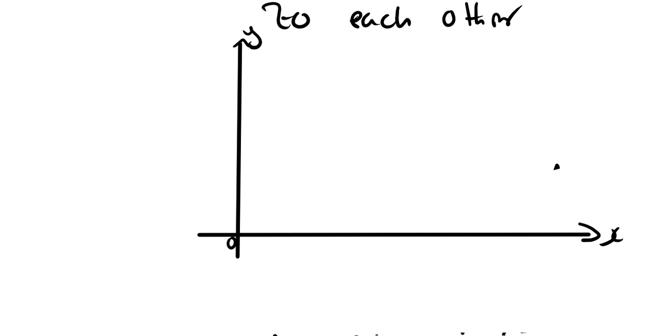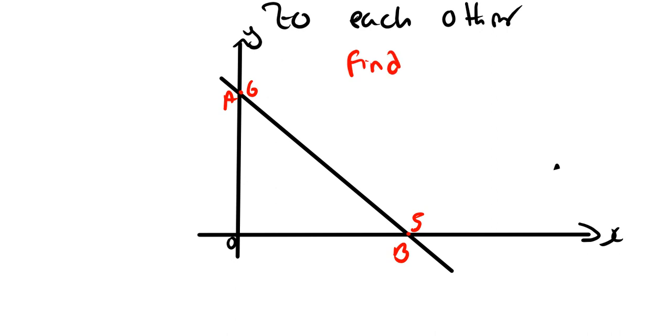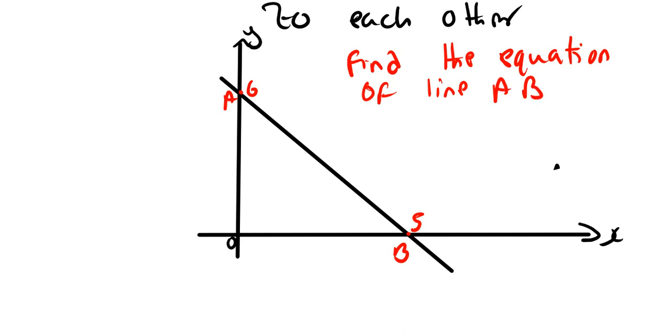Now there's going to be a line that can slant like that. In that line, you realize that at this point it's cutting at 5, and there it's cutting at 6. They are calling this point A and that point B. Then they can ask you to find the equation of line AB.